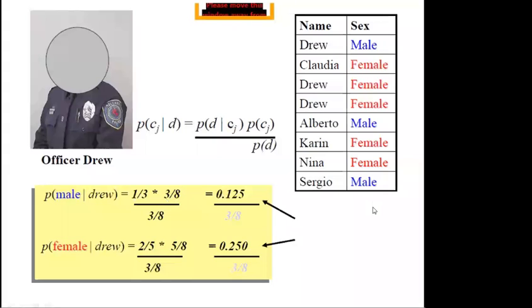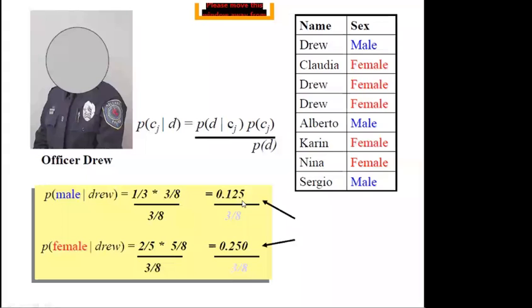8 examples are there. Among them, 3 times cops are male. P of Cj: 8 cops are there, among them only three are male cops. So that is 3/8. And probability of Drew: 8 names are there, among them Drew name is only 3 times. So that is 3 by 8. As I said, this last denominator is not required because here also it will be 3 by 8, here also it will be 3 by 8. So we can just ignore that. That's not needed. Value will be finally the same.